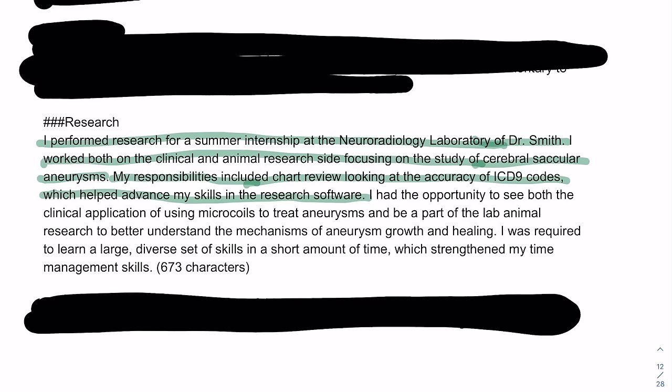Just, it's not important. I had the opportunity to see both sides of clinical application of using microcoils to treat aneurysms and to be part of the animal lab research to better understand the mechanisms of aneurysm growth and healing. Again, you're going to learn all about aneurysms in medical school. You trying to sell me that you understand aneurysms doesn't show me who you are, the impact that you had on this position. I was required to learn a large, diverse set of skills in a short amount of time.